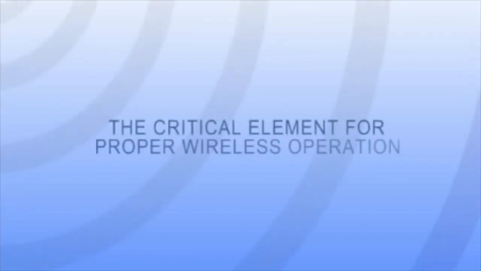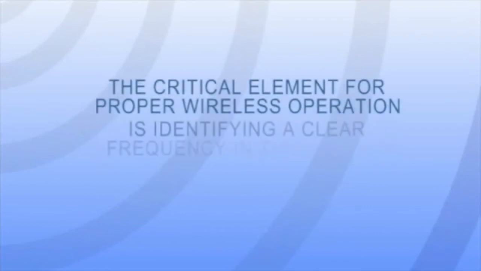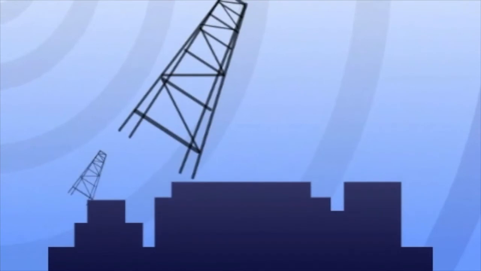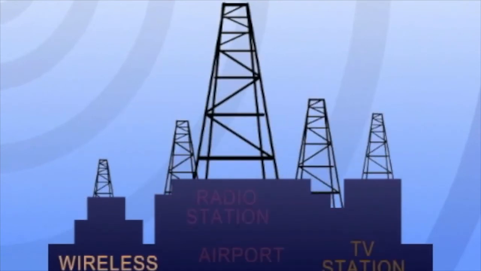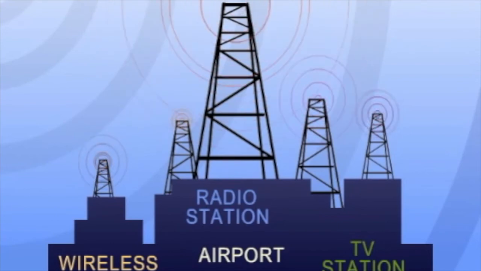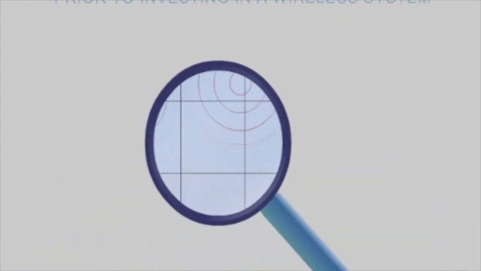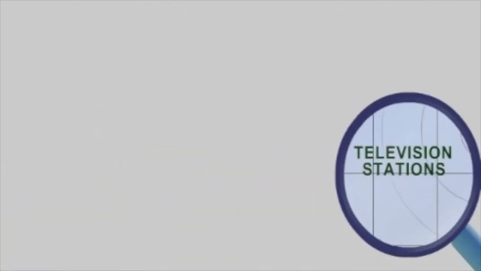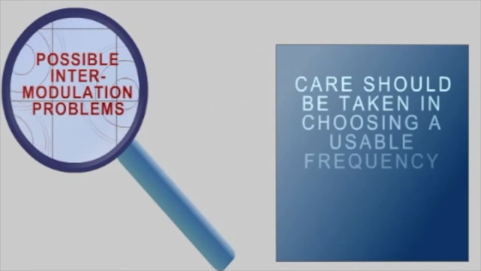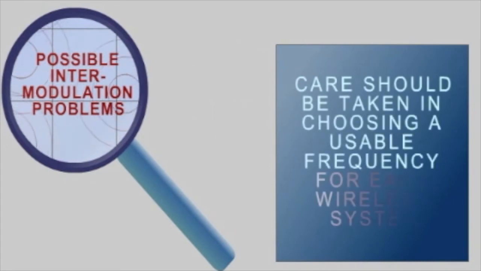The critical element for proper wireless operation is identifying a clear frequency in the venue's location. The majority of wireless system issues stem from frequency-related intermodulation and interference, not the microphone itself. A frequency scan should be performed prior to investing in a wireless system. A frequency scan will identify active Wi-Fi, television stations, and possible intermodulation problems. Care should be taken in choosing a usable frequency for each wireless system.